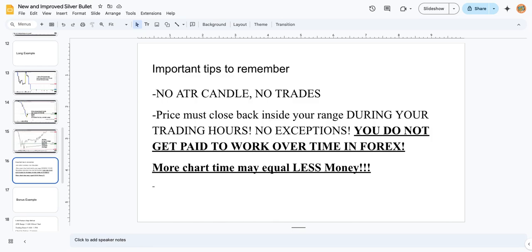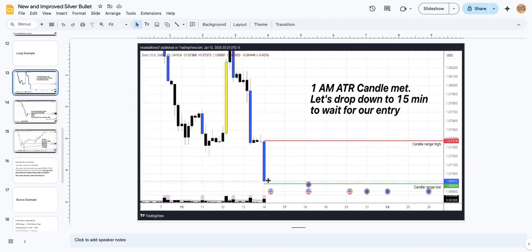If you step outside your range, that's on you. All right? You do not get paid to work overtime in Forex. If anything, if you spend more time in front of the charts, you may make less money. So let's play this out, because remember, let's say your trading hours are from 5 a.m. to 9 a.m. Your trade just doesn't even happen. You have a range like, let's say this, and price just keeps going down from 5 to 9, and there's just no entry. So you'll say, okay, well, I'll wait till 12 and see if it closes back inside the range. And then it does that, and then it keeps going down anyway.